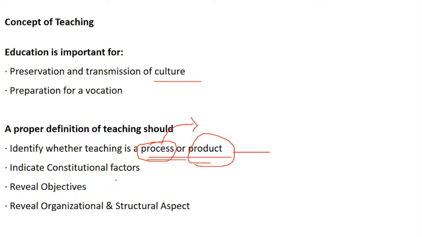It indicates the constitutional factors. We can't let go of certain rules and regulations, so that should be a part of teaching. It reveals the objective, that is the purpose of teaching, and it reveals the organization and structural aspect. Though we give equal importance to the teacher and to the student, we cannot ignore the imparting body, that is the schools, colleges and universities, which also play an important role in teaching. So teaching is not only about teacher and student. It also takes into consideration the environmental factors, wherein your stakeholders and your institutions, colleges also come.